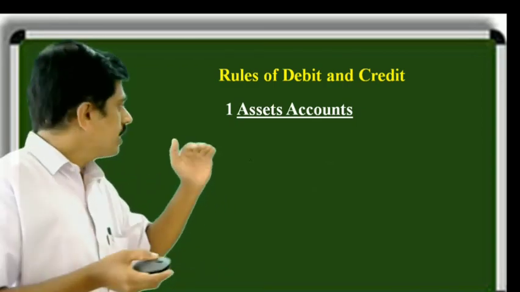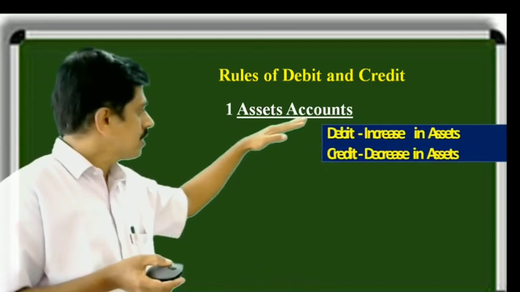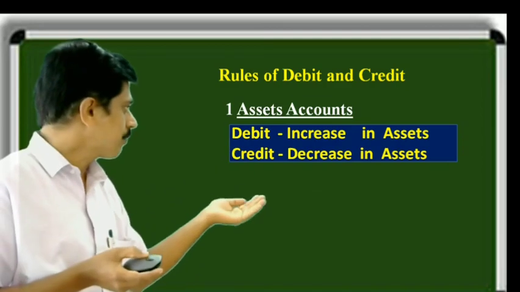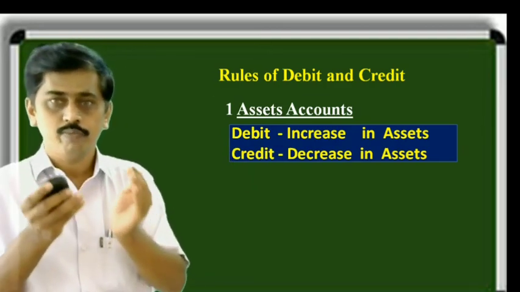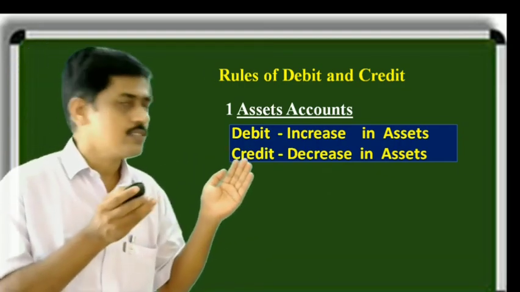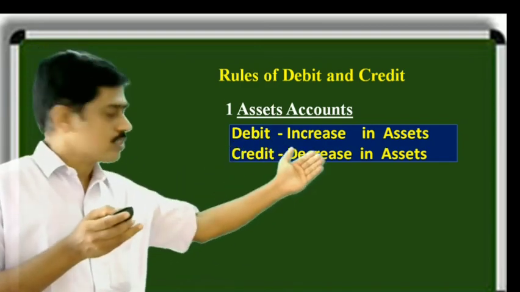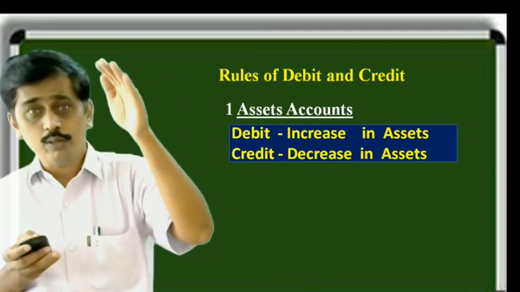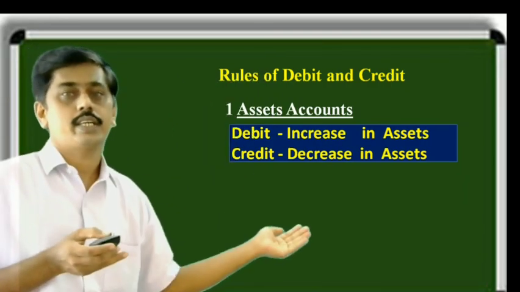For assets account, debit increase in assets, credit decrease in assets. That's debit increase in assets and credit decrease in assets. When the value of assets increases, you debit that particular account. When the value of assets decreases, you credit that account.